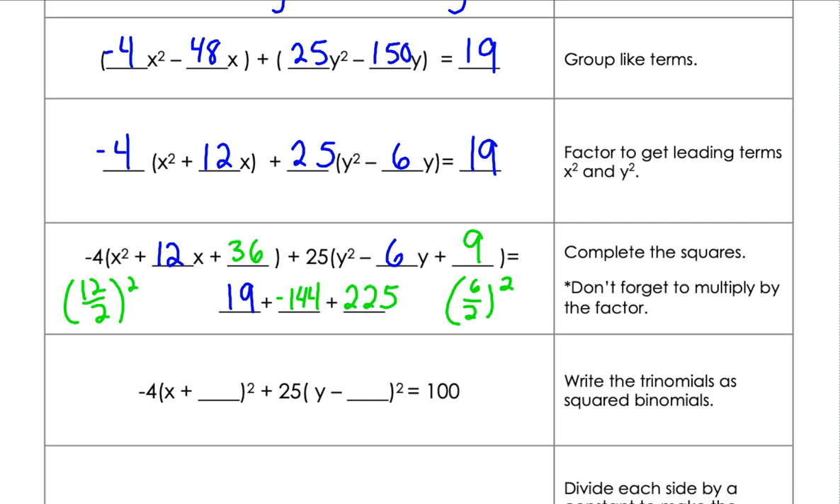So when I factor and simplify, I can take those completed square trinomials and factor them to perfect square binomials. When I do that, I would get x plus 6 squared, and I would get y minus 3 squared.